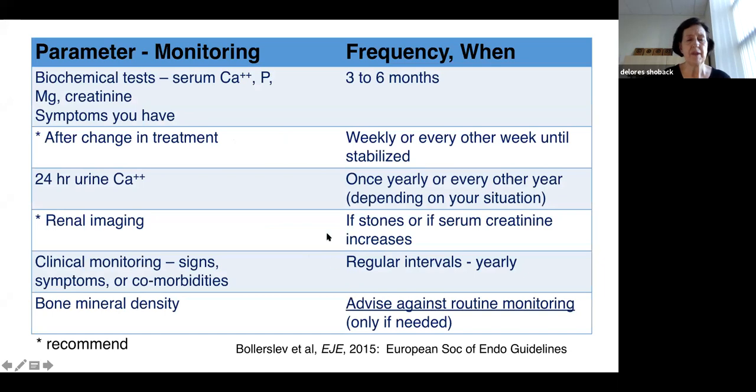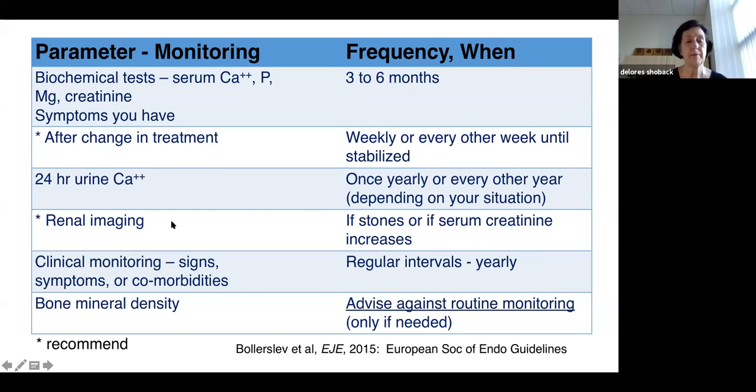Sorry for the busy slide, but this is kind of a summary of the European Society of Endocrinology guidelines for hypopara monitoring. So they say do the biochemical tests, okay, and I've listed them here, every 3 to 6 months. It's just a recommendation. Maybe you need it more frequently. But here's just a solid recommendation for endocrinologists if they're wondering. If you have symptoms, monitor those every 3 to 6 months. If a change in treatment has taken place, then you want to do monitoring either weekly or every other week until you're stable. Urinary calcium, we're going to do that once a year or every other year, depending on your particular situation.